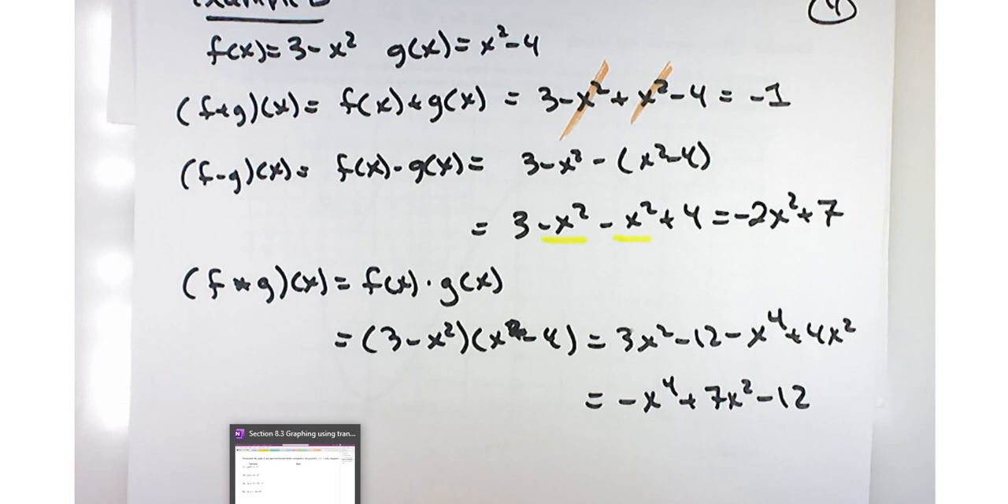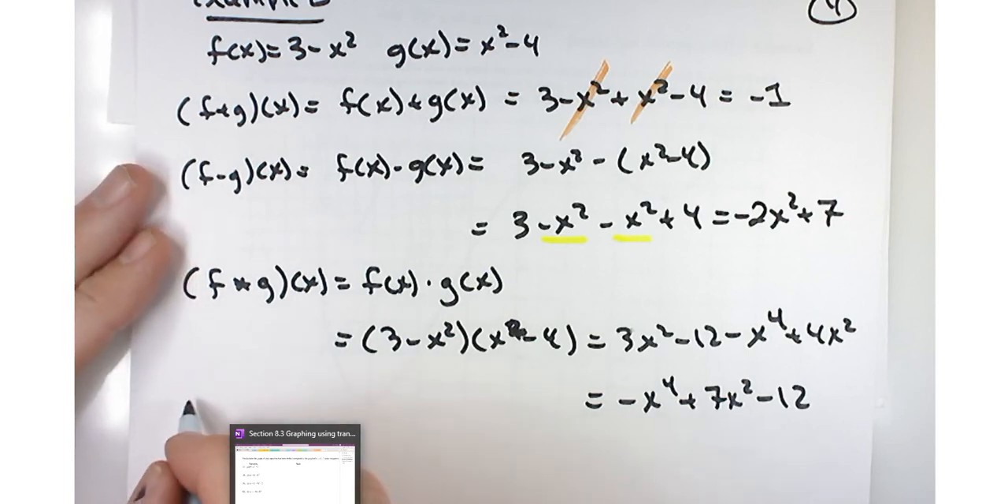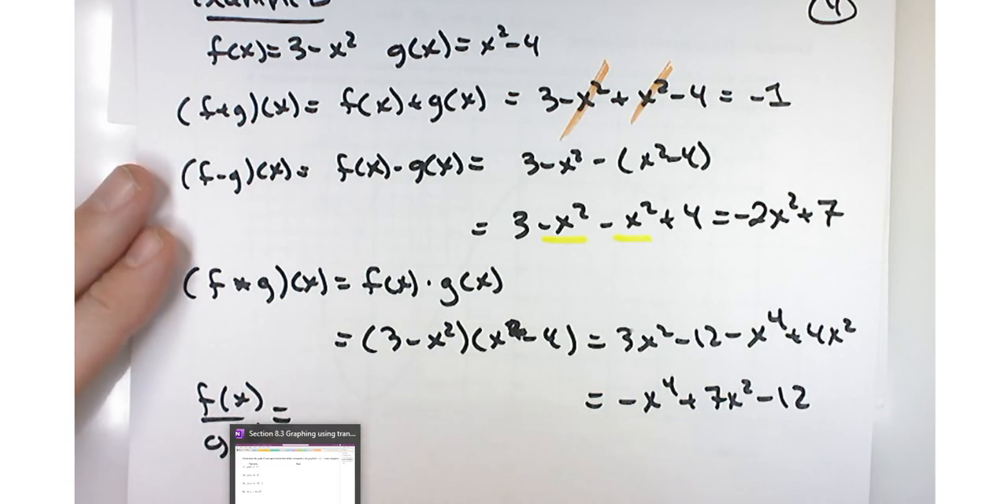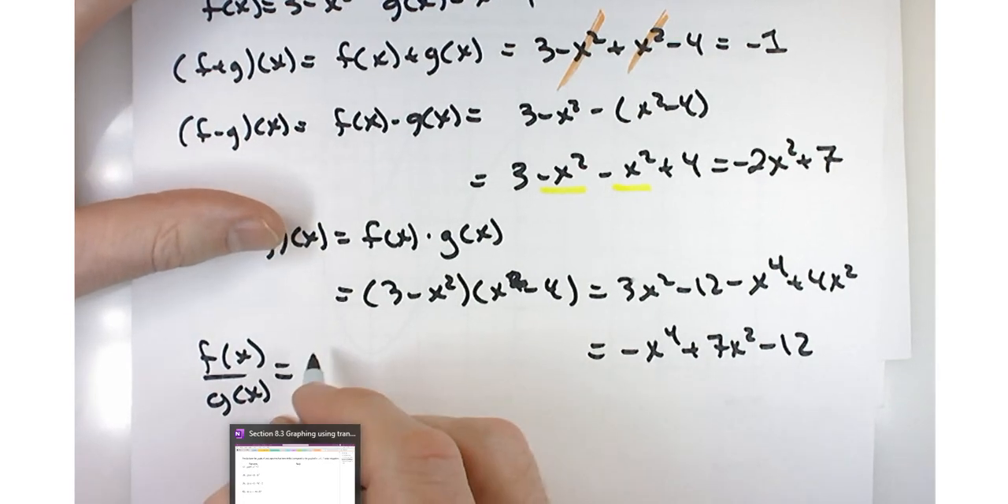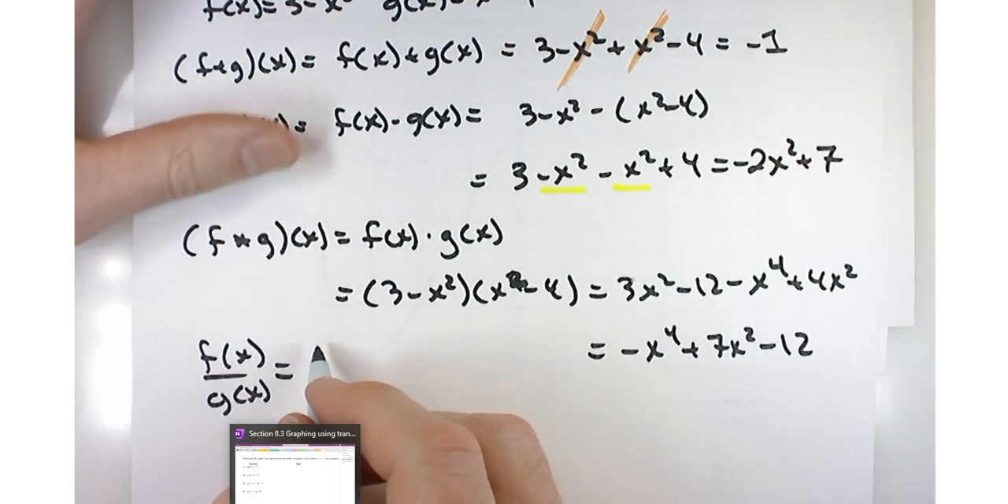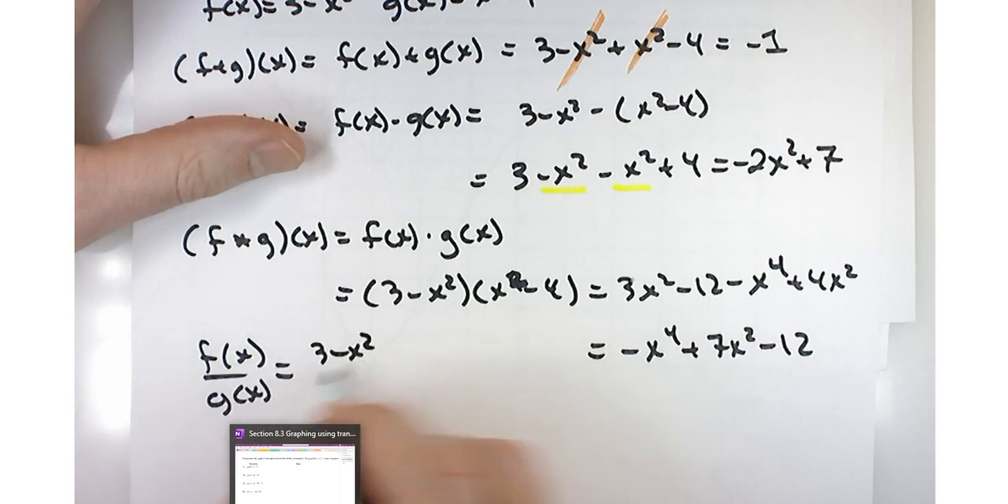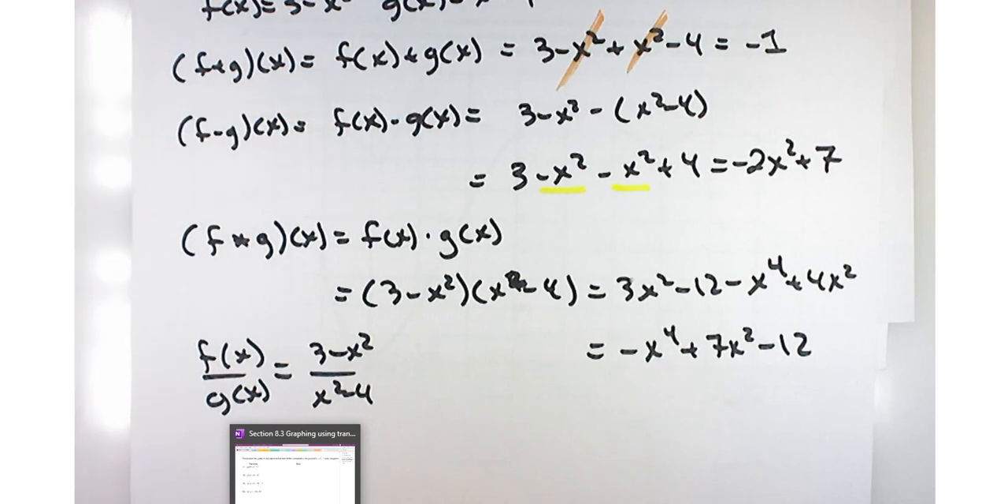Let's keep on working on what we've got in front of us. The last part of it is f of x divided by g of x, which is simple enough, but then they ask you for the domain. So that's going to be, let's see, 3 minus x squared over x squared minus 4. What are our concerns about the domain? What do we have to worry about for a problem like this?